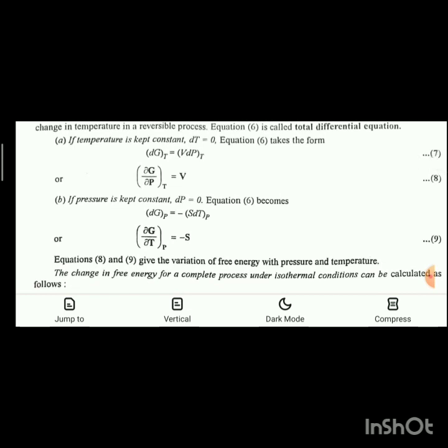If temperature is kept constant, dT = 0. ∂G/∂P at constant temperature = V. If pressure is kept constant, dP = 0. ∂G/∂T at constant pressure = -S.